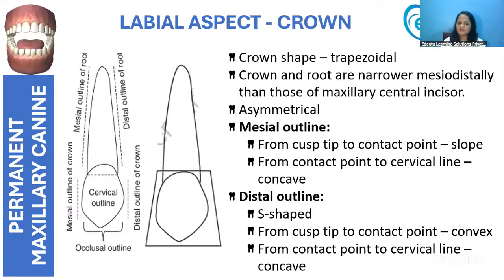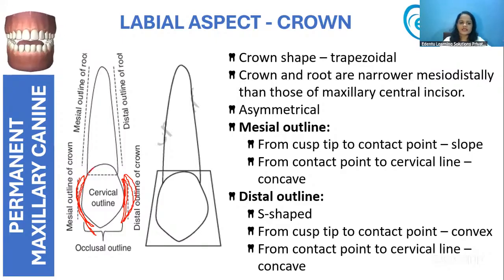And if you look at it, the crown shape is also very asymmetrical. Here and here, some kind of asymmetry is observed. Now, before explaining each of the outlines, let me tell you which are all the outlines, so that you understand what I am telling. This is the mesial outline of the crown, and this is the distal outline. So when I am telling you the mesial outline is straight or the mesial outline is convex, you should know where to look.